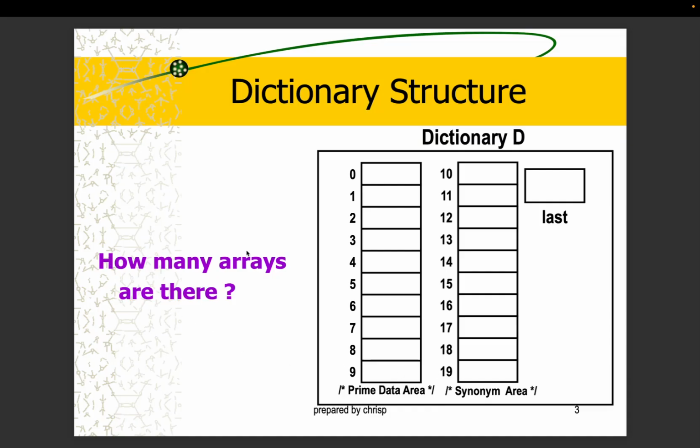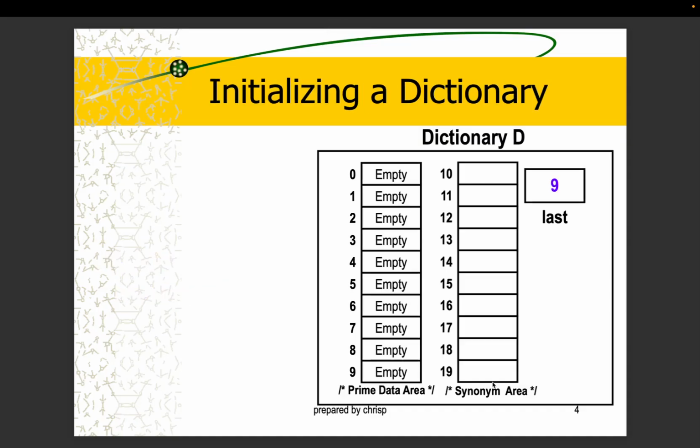How many arrays are there? This would have been a good question in class, but because we're not in class, I'll tell you, there's only one, because you'll notice the indices go from 0 to 9 and 10 to 19. So this is actually a single array of 20 elements, split into two different areas, the prime data area and the synonym area. So how do we initialize it?